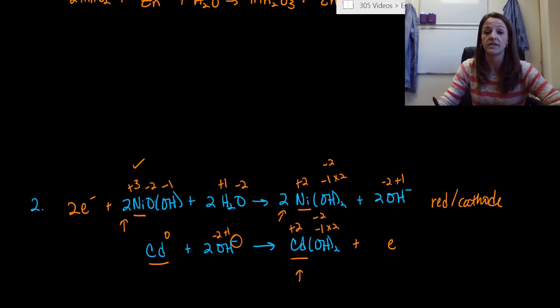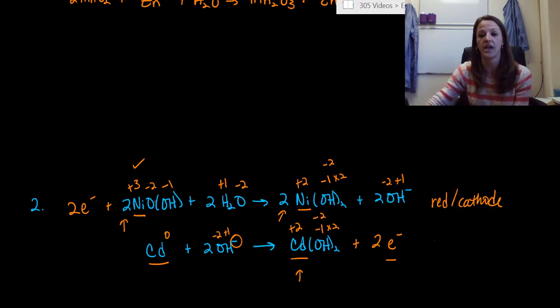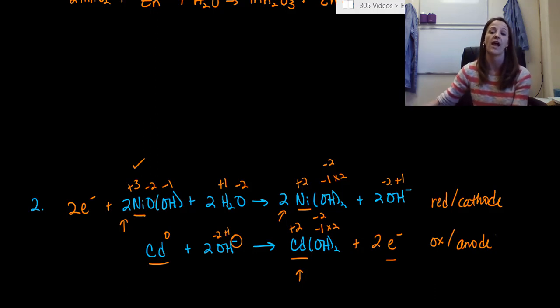We can see that we have a difference of 2 electrons. It went from 0 to +2. The only way that's possible is if we added 2 electrons to that product side in order to balance this. So we see that our electrons are on the product side, it's on the right side, it definitely has to be an oxidation reaction, which means this is the reaction that definitely is occurring at the anode.